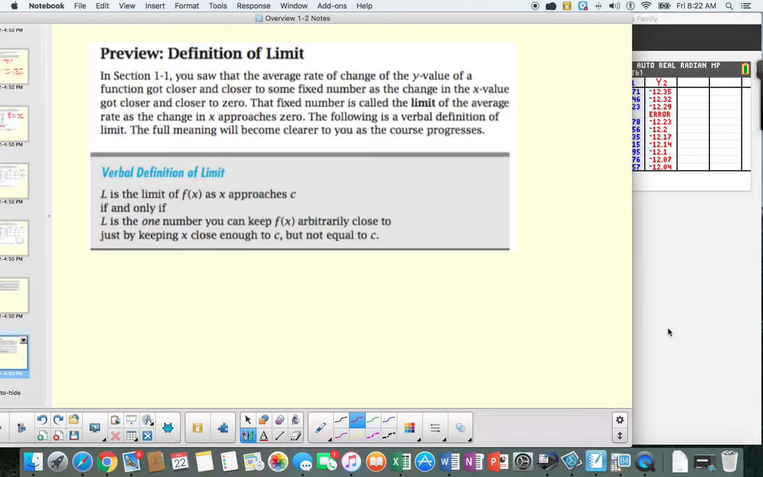Definition of a limit. This word limit we've been using rather loosely, and after we finish the last overview, we'll be getting more into depth about limits. This is your first preview of the verbal definition of a limit. And I'd like you to practice saying it so that when we finally get to the limit, the words are going to start making sense to you.